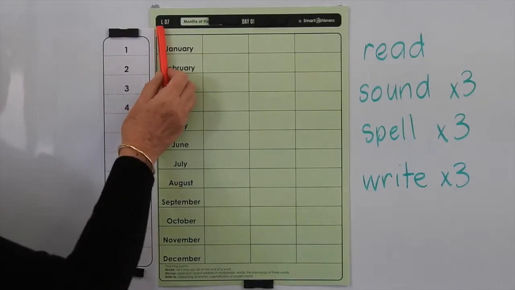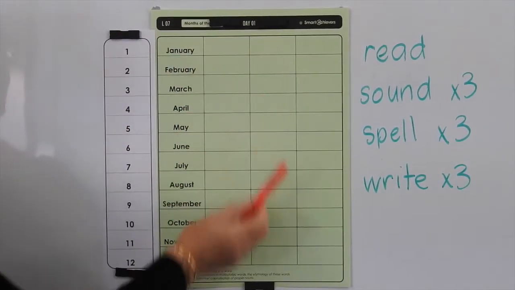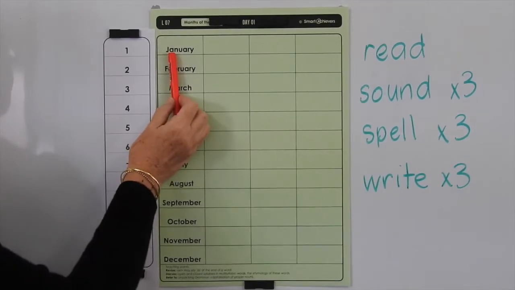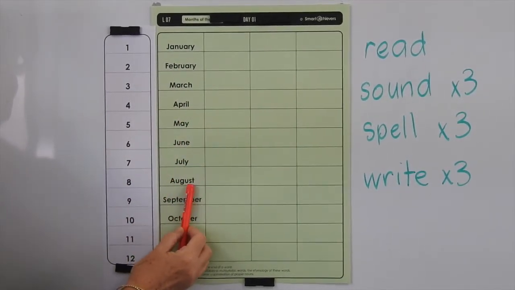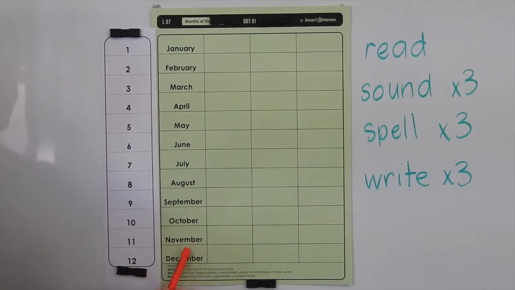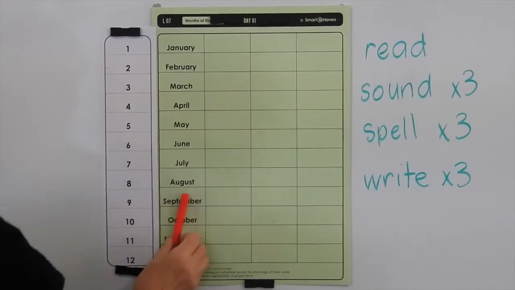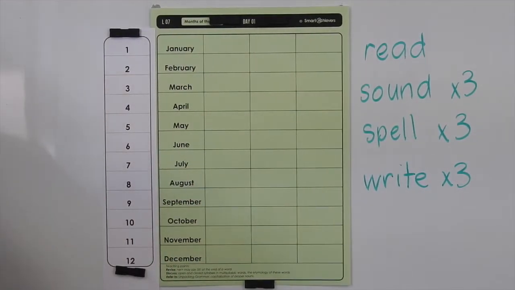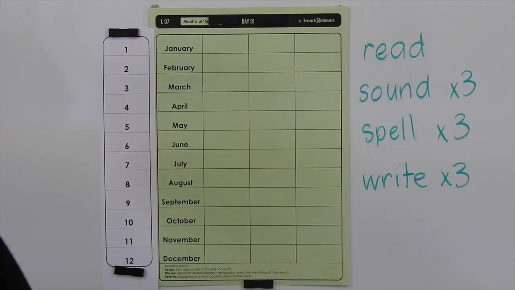This is level L, list 7, and we're doing the day 1. And these are the months of the year. We've got January, February, March, April, May, June, July, August, September, October, November, December. So we're going to have a look at why these words are spelt the way they are, or how they're spelt. And on the day 4 page of this list, you're going to see why they got the names that they have been given.